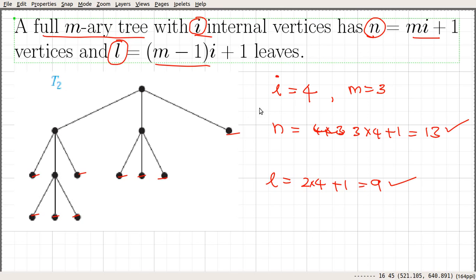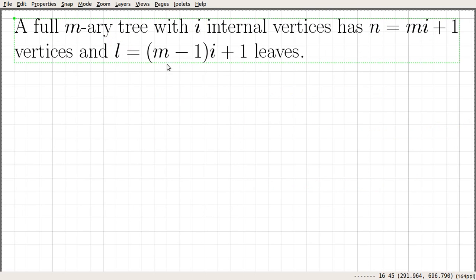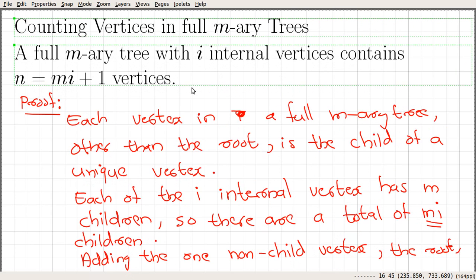So let's go and prove it for a general tree. The first part we already proved. If I use the number of internal vertices, then we have this result. So we proved that here.